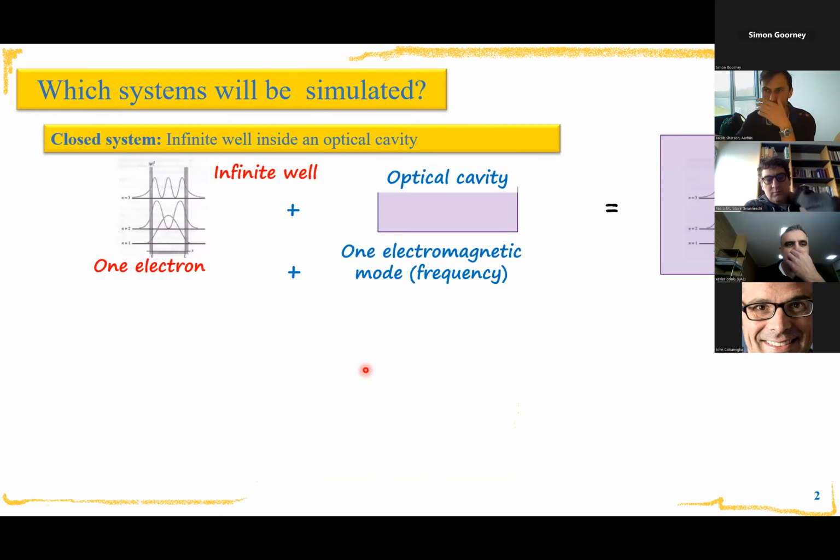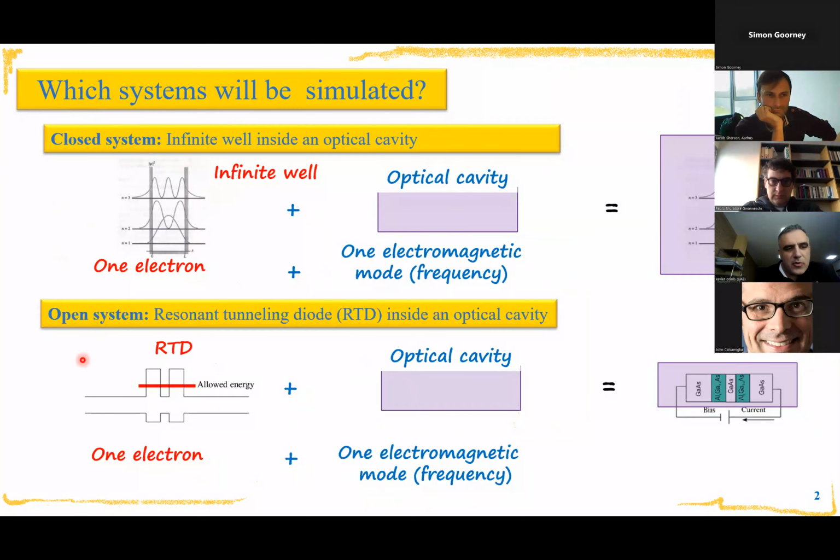So basically, what we want to simulate is this type of system: just one electron and light, only one mode, only one frequency in a cavity, and the interaction between the electron and the light. This can be for a closed system, and we are also planning to do it for an open system. That is, instead of an infinite well, we are using a resonant tunneling diode with 2 barriers, also in a cavity. And this is the system that we are simulating.